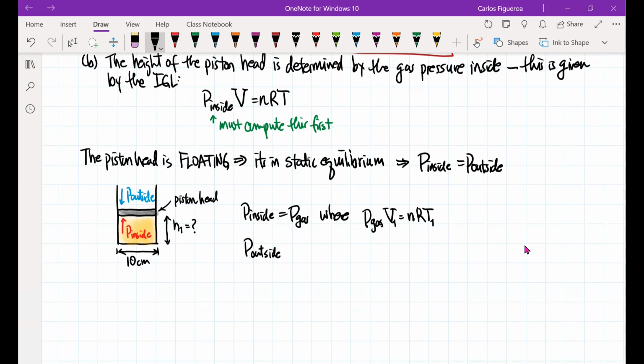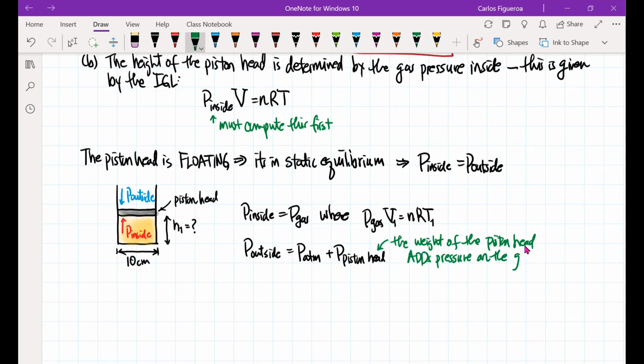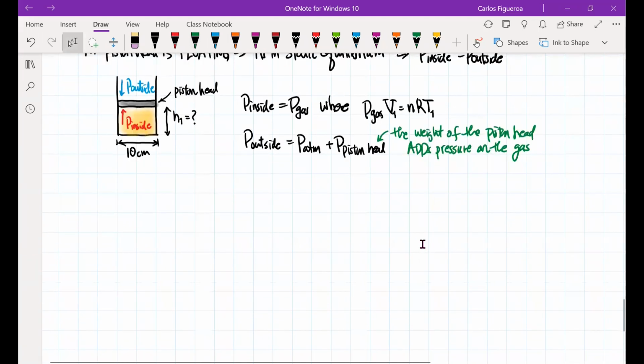there are two contributions. There's the pressure due to the atmosphere pushing down, plus the pressure due to the piston head. And what I mean by this is that this piston head has weight. So the weight of the piston head adds pressure on the gas. So now our job is to calculate that. So let's go calculate the pressure.